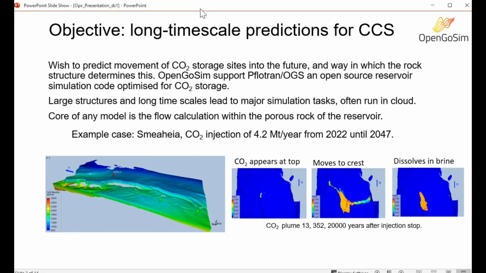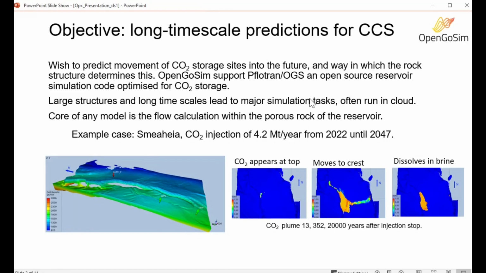So I'll give an example. This is a field called Smeaheia. It's a big area, several tens of kilometers of porous rock off the Norwegian coast. And when I started on this, it was a hypothetical project. Now it's a real project and likely to happen. And the idea is that we're going to inject 4 million tons a year of carbon dioxide from, let's say, 2022 for 25 years. And our task is to determine what happens to that CO2.